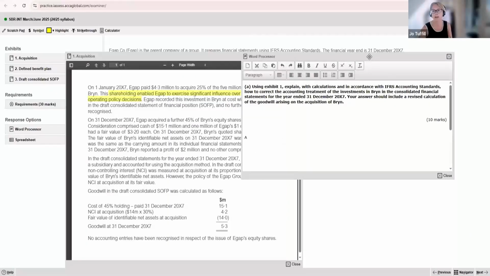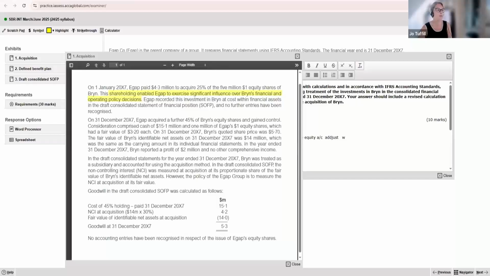We need to write about the fact that this is an associate. We need to say it's got significant influence, and we need to say it's got 25%. Therefore, it should be equity accounted. And we need to adjust for that. And that's what will be required in the pre-populated spreadsheet. And we need to do a working to show what we need to have in for that. Okay, so that's the first thing we need to do for the first bit.